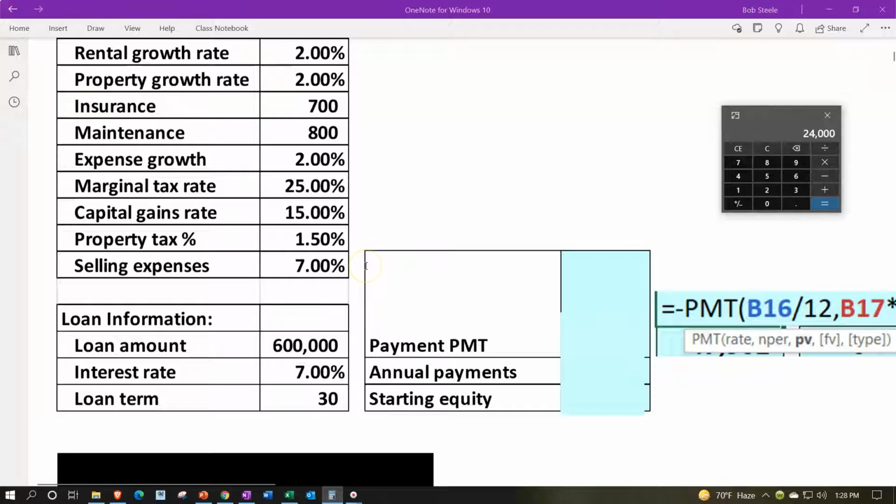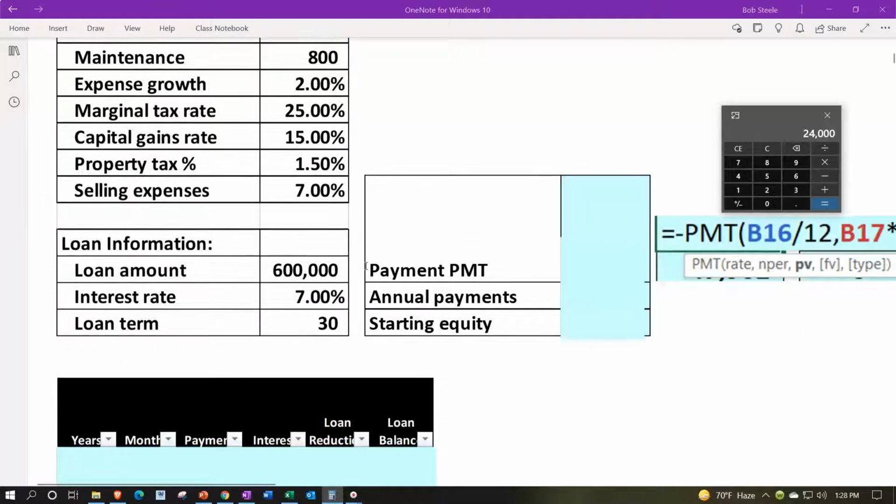And then the selling expenses are going to be 7%. Those come into effect when we sell the property. We're going to imagine when we sell it, we're going to have to take into consideration the 7%, that it's going to be the cost of selling.